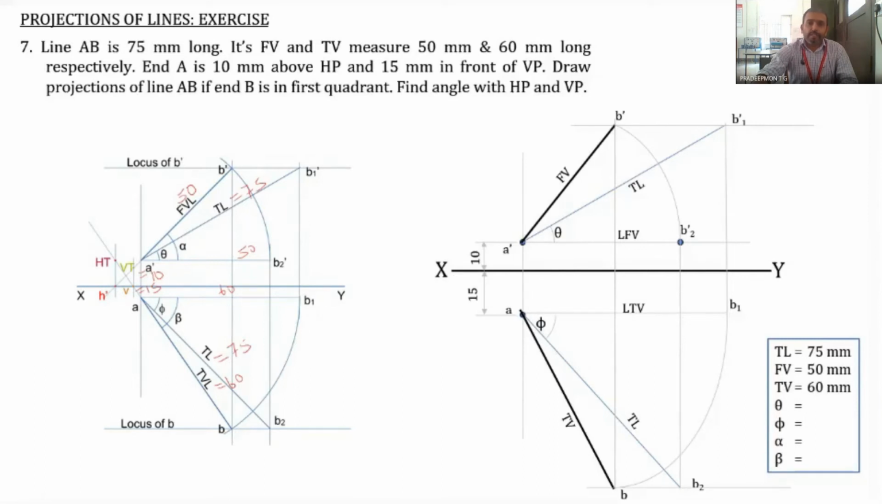Then the dimensions are marked. In this case, all the three lengths are given. That is true length 75, front view length is 50, top view length 60, then theta, phi, alpha, and beta that you have to find out. This is the procedure by which we solve this particular exercise. Once again, I explain it using this animation, and then we will draw it.